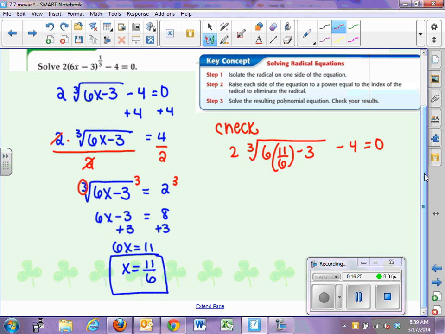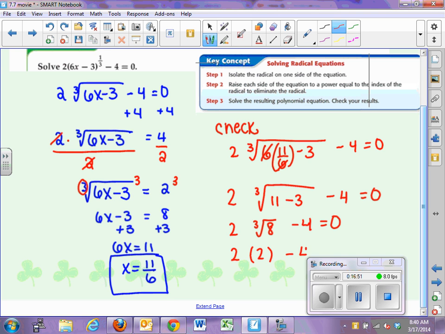This looks difficult, but it's not. Remember, 6 times 11/6 is just 11 because the 6's cancel. Now we know what 11 minus 3 is. It's 8. And we probably know what the cube root of 8 is. What times itself 3 times gives you 8? That's 2. So we have 2 times 2 minus 4. Does that equal 0? It sure does. 4 minus 4 does equal 0. 0 equals 0. So 11/6 was my answer.